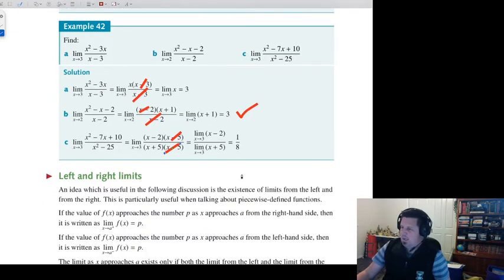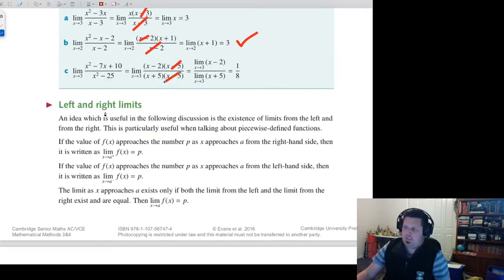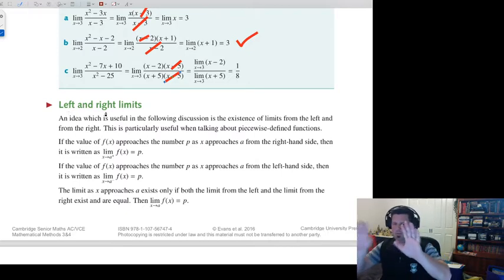In the past as well, you would have seen left and right hand limits. So you do need to know your right and left hands.